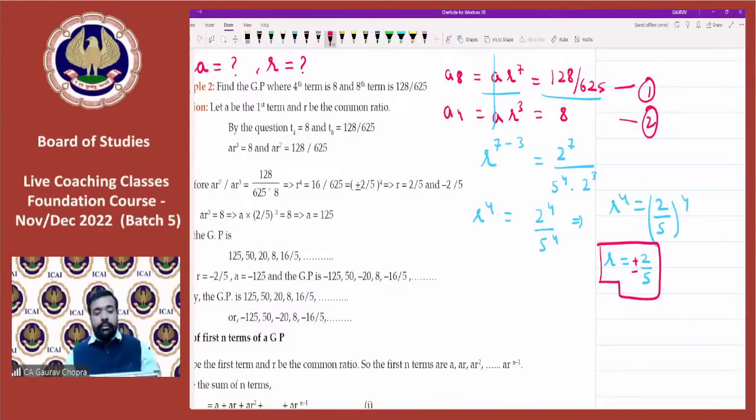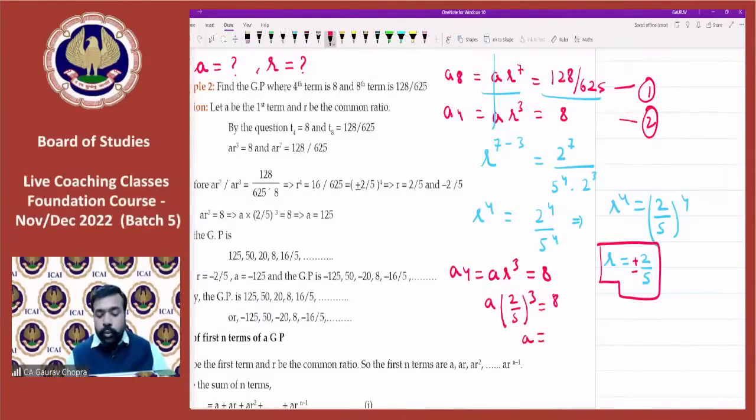So now we can easily make the series. So what is the first term? We can calculate it first. We know that a4, that is a multiplied by r cube, is 8. If we substitute the value of r as 2 by 5, then how much will come? It will be equal to 125. So 125 becomes the first term.